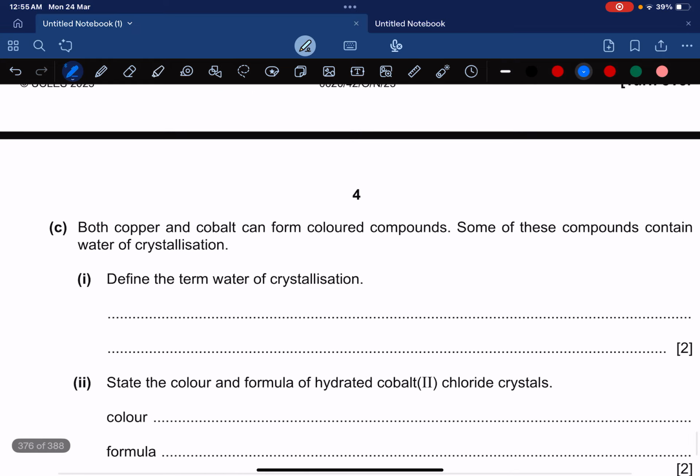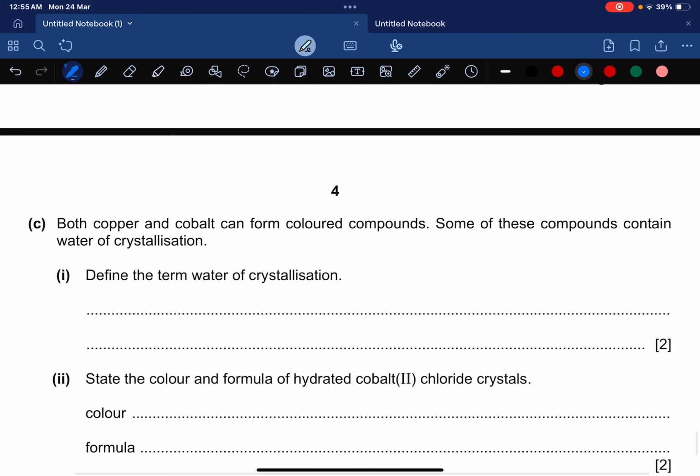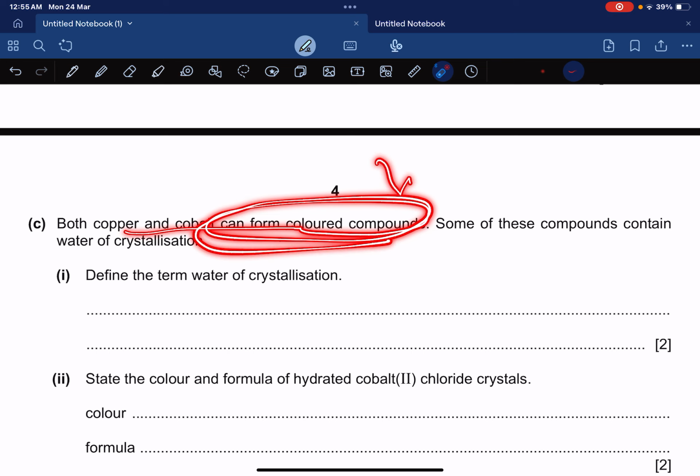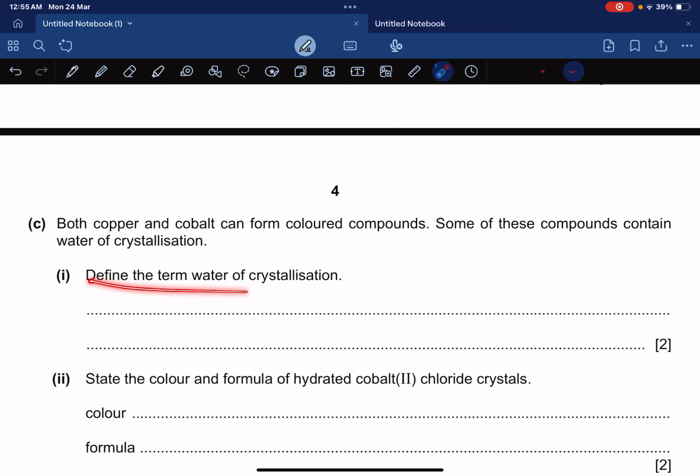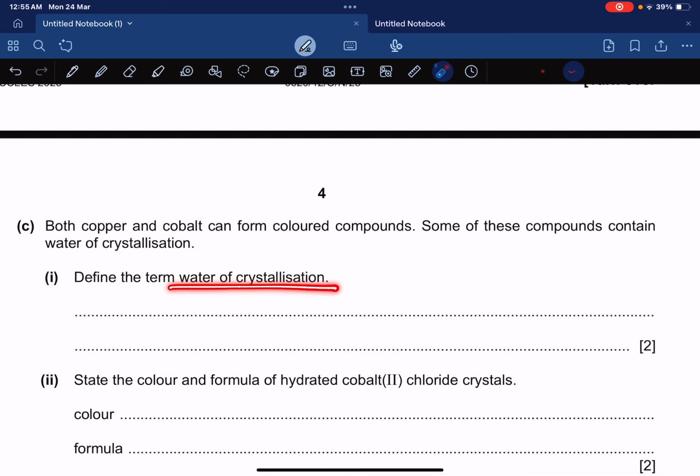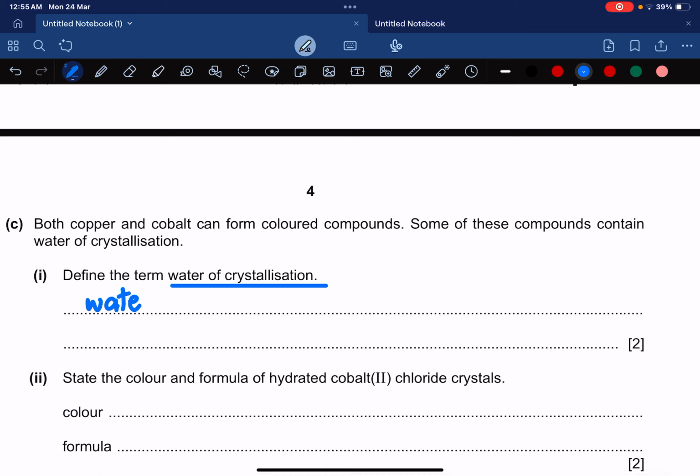Achha, let's move on to the next question, which says both copper and cobalt can form colored compounds. Okay, that's a property of transition elements. Some of these compounds contain water of crystallization. Define the term water of crystallization. The exact definition of water of crystallization is mentioned in the syllabus. Learn it from the syllabus. The water of crystallization is basically water molecules present in hydrated crystals.